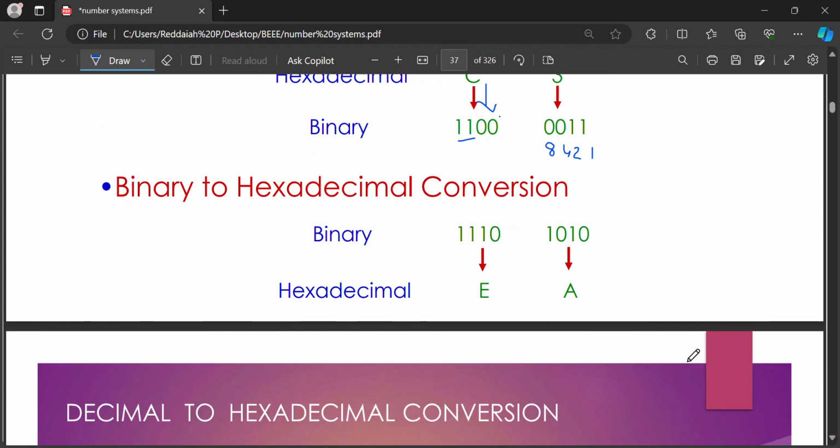Binary to hexadecimal conversion. If the binary is like this, we have to consider 4 bits. If the number is very long, we have to successively separate it into 4 bits. After that, the equivalent should be this one. Like that, it will be converted to hexadecimal.